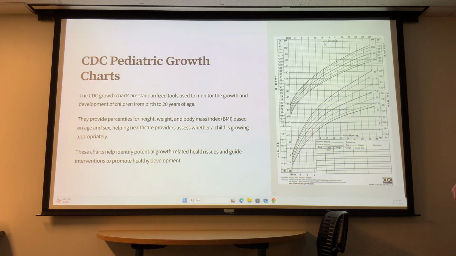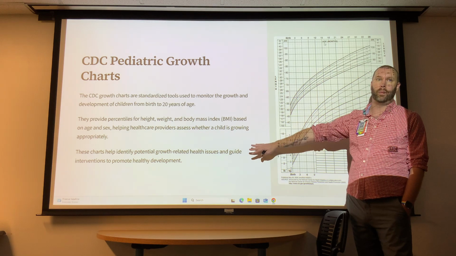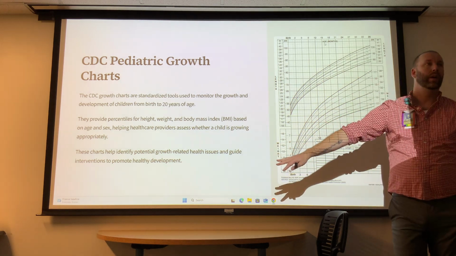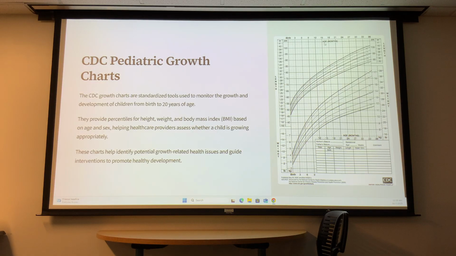Yeah, but the biggest thing with these, once you plot them, is there a potential to identify a growth issue? Can we identify early that there's something and do we need to intervene?